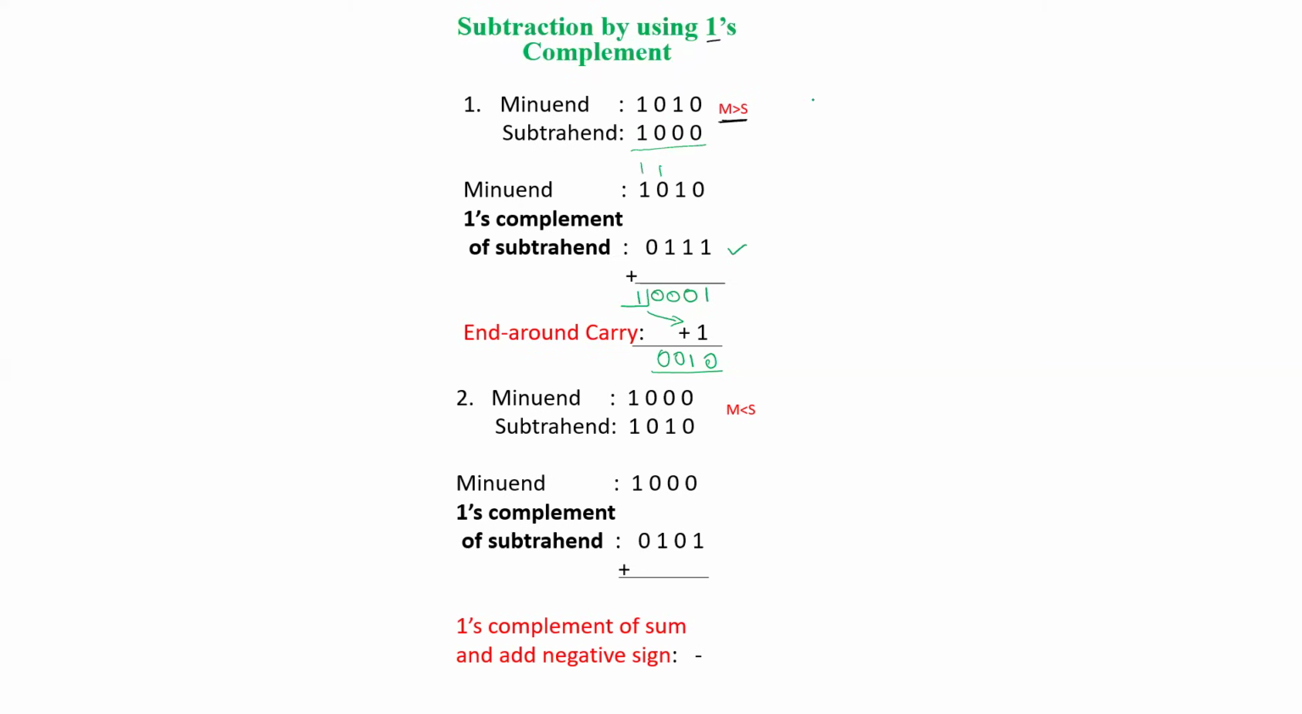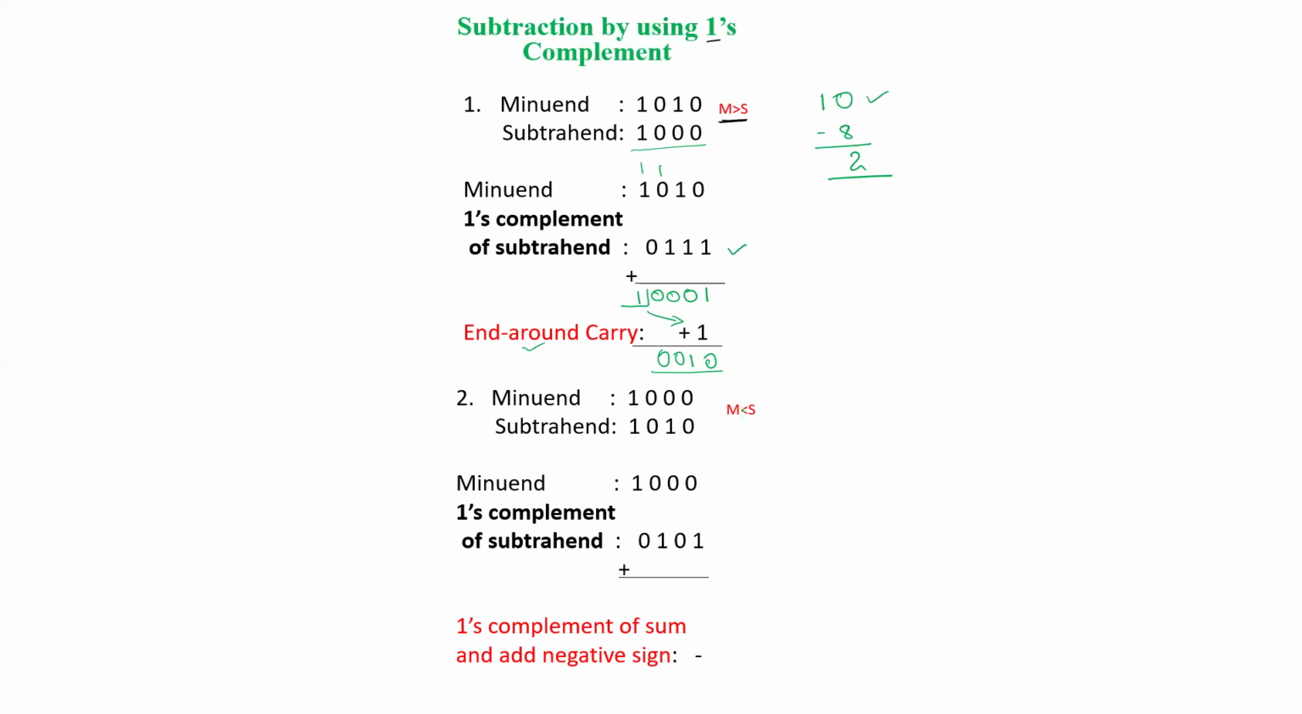What is the decimal value? 8 plus 2 is 10. And this one is 8. So 10 minus 8, what do we have? 2. So whenever the minuend is greater than the subtrahend, you will get the extra bit. In case of 2's complement, we are discarding it. In case of 1's complement, we are bringing that carry and adding it to the LSB. That is called the end around condition. So it is also a 1 mark question: what is the end around condition?